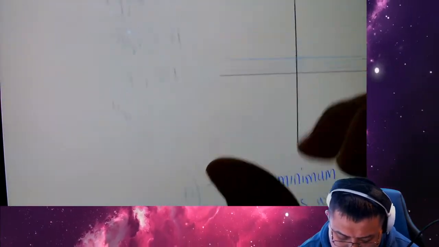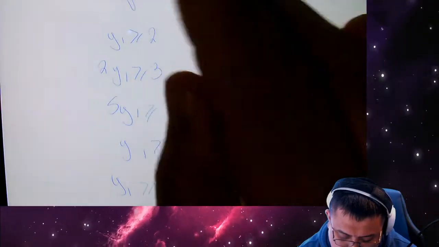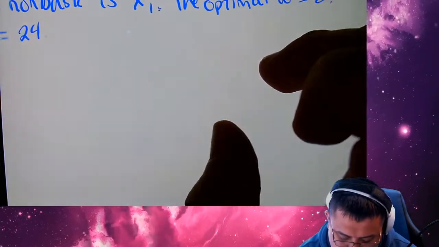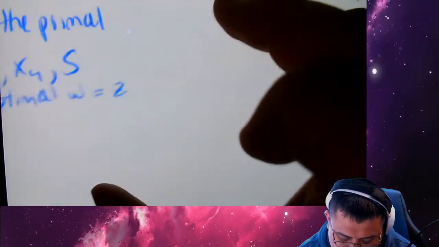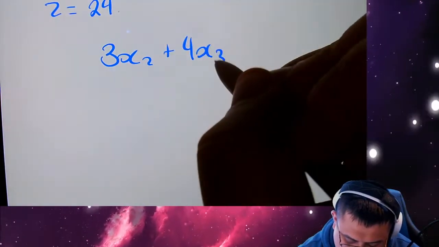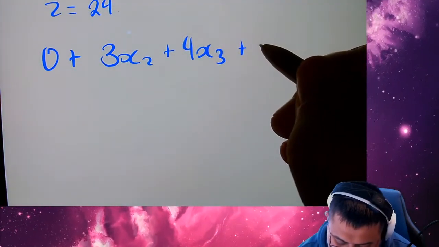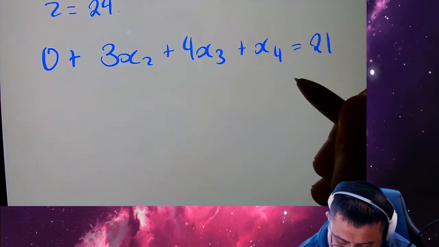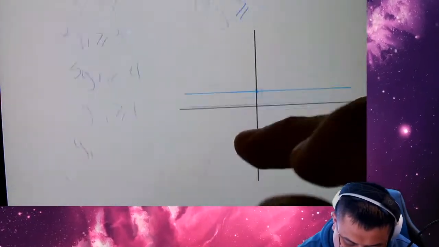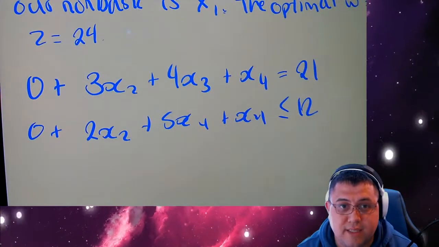Okay, we have this, so we can actually get rid of this and this. So we're going to say 3x2, 4x3, x4. So what we have is 3x2, 4x3, and we're going to say 0 here, plus x4 is equal to 21. And then this is going to be 12, and that is x1, 2x2, also 0, 5x3 plus x4. Okay, and that's the duality problem that we want to solve.